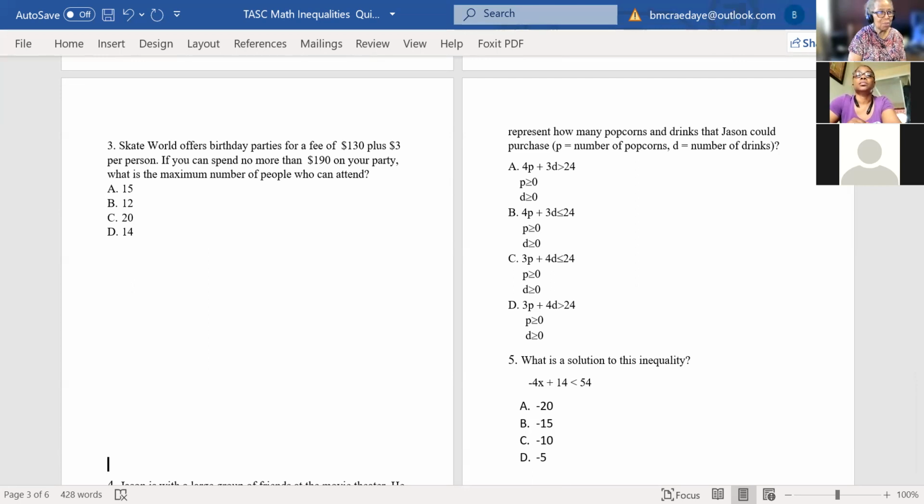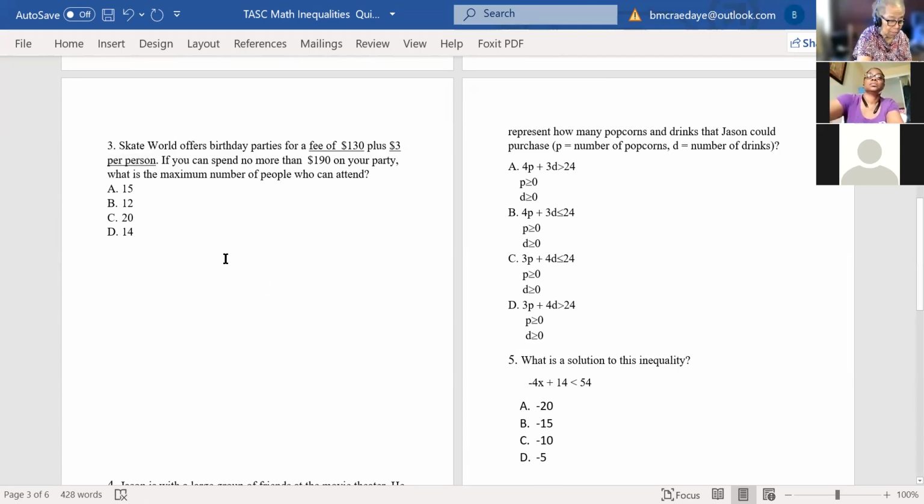Okay, now we want to set this up. Now you have a variable cost and you have a fixed cost. So your fixed cost is the fee, right? Your variable cost is $3 per person. So for a problem like this, you've got this fee of 130. All right, that's your fixed cost. Then you have a variable cost of $3 per person, right?